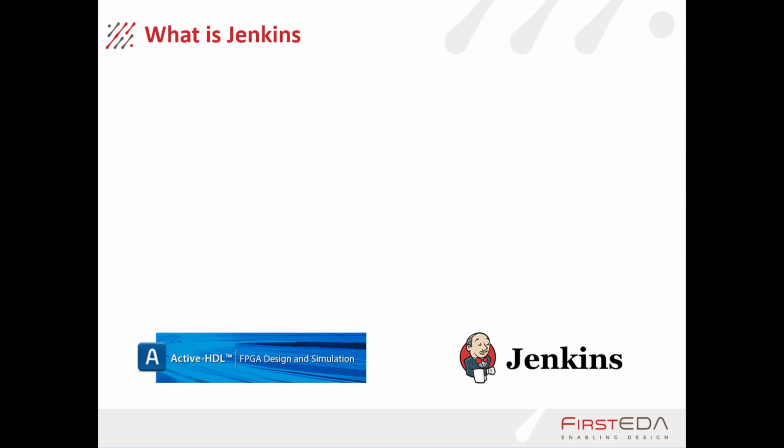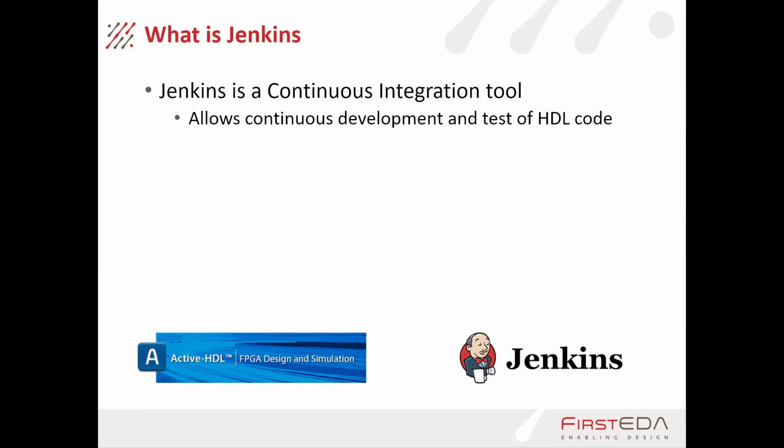So Jenkins is a continuous integration tool, sometimes referred to as a continuous deployment tool, and it allows continuous development and test of your HDL code. The idea being that as your code is submitted to your source control system, the Jenkins environment will check that code out and run all the necessary tests that you've described for that code, so that you're always testing the code. So when you reach code completion, you should have a fully tested and integrated set of HDL files ready to go on your FPGA.